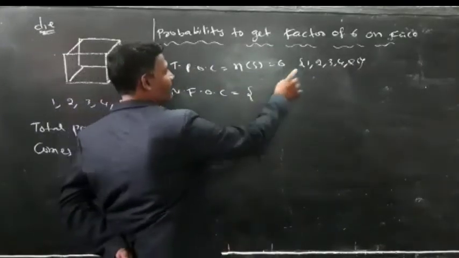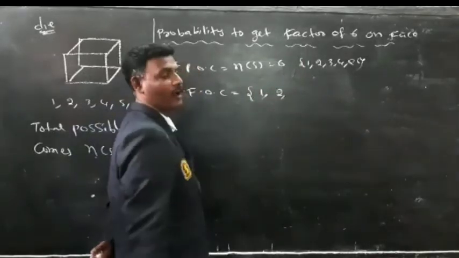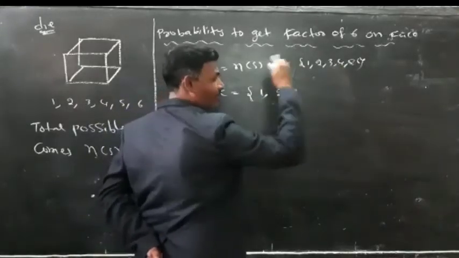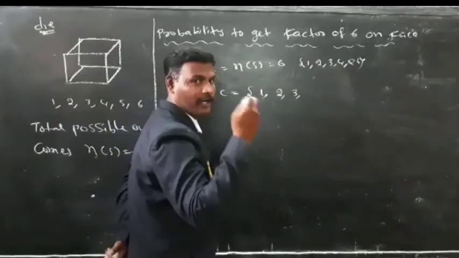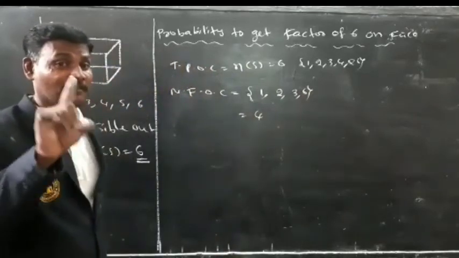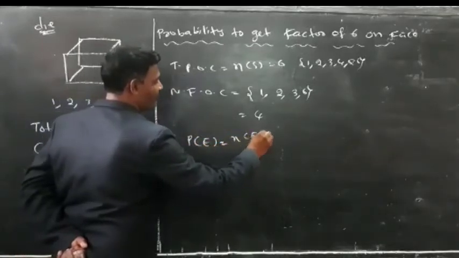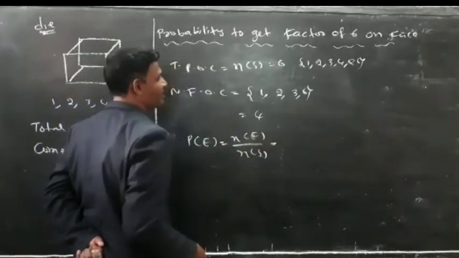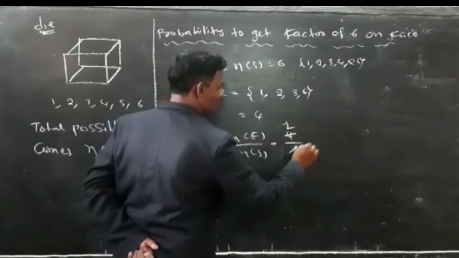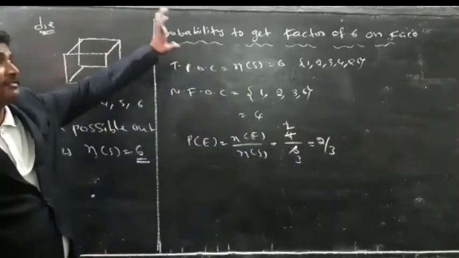See here, in the table, 1 is a factor of 6. Similarly, 2 is also a factor of 6, 3 is also a factor of 6, 4 is not a factor of 6, 5 is also not a factor of 6. So we have 4 chances to get a factor of 6 on the face. Then P of E is equal to n of E by n of S. n of E means 4 by 6. 2 twos are 4, 2 threes are 6. So what is the probability here? 2 by 3 is the probability to get a factor of 6 on the face.